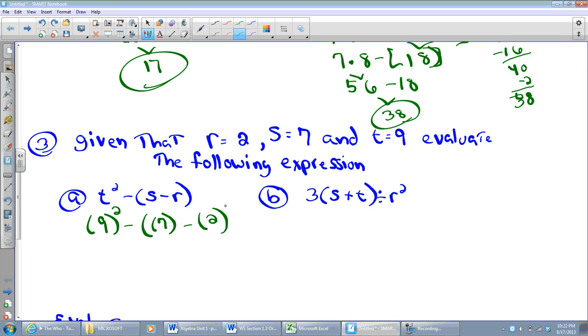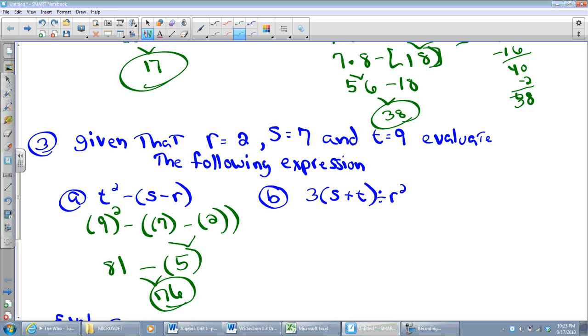Now that I've done all my substitution, I will look inside this set of parentheses. There's nothing to do. Inside this set of parentheses, I essentially have 7 minus 2, which is 5. So this will become 5. And now I can do this exponent. 9 to the second power is 81. 81 minus 5, 76. Pretty easy stuff.